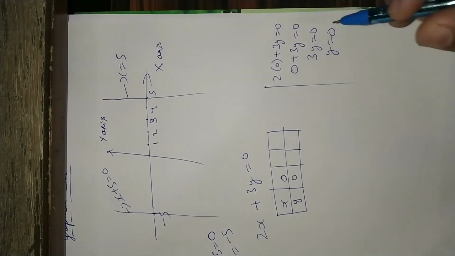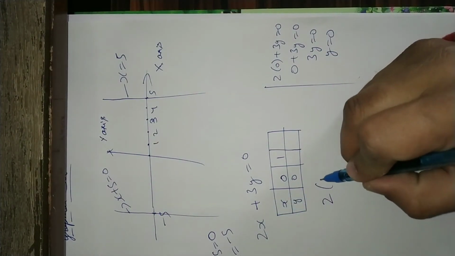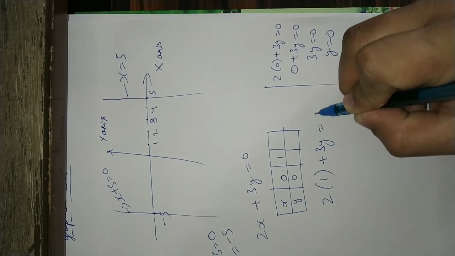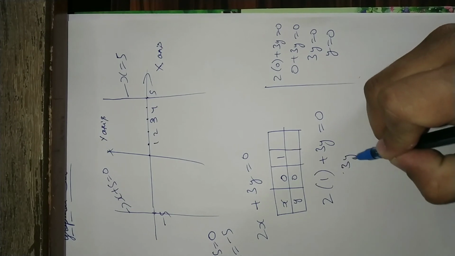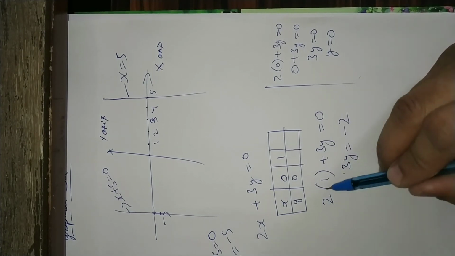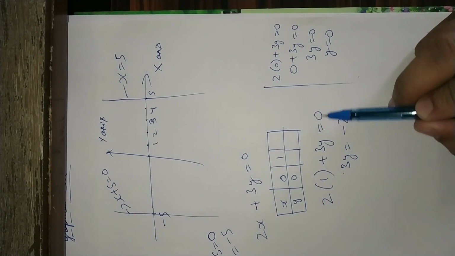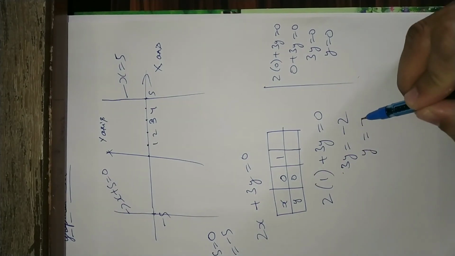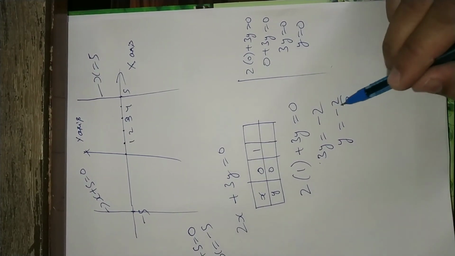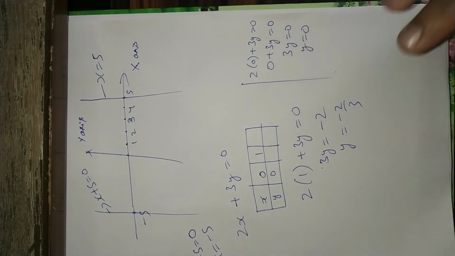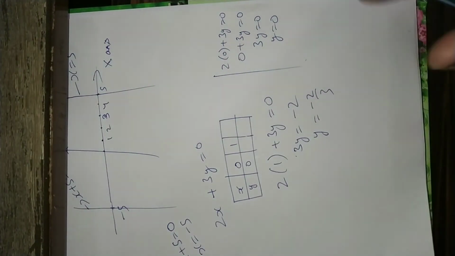Now we will take x as 1. If x is 1, 2 into 1 plus 3y is equal to 0. So 3y is equal to minus 2. The sign of this 2 will change when we take it to the other side of the equal to. So y is equal to minus 2 by 3. Leave this point because we don't want such points, but we can consider it if there is no other point. Now we will try with y is equal to 1.